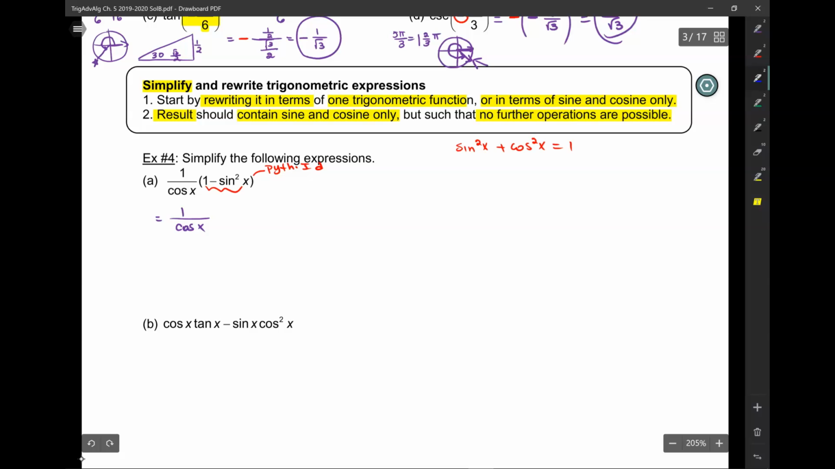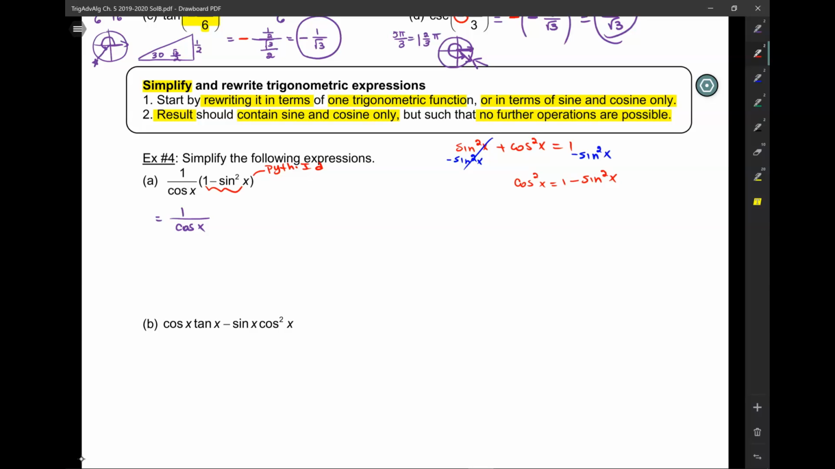These identities, they're not rigid. They can change form. You can do any math operation as long as it's a legal math operation. So here I'm going to subtract sine squared x from both sides. Remember, you have to do it on both sides. When I do that, let's see what I have left. I have cosine squared x is equal to 1 minus sine squared x.